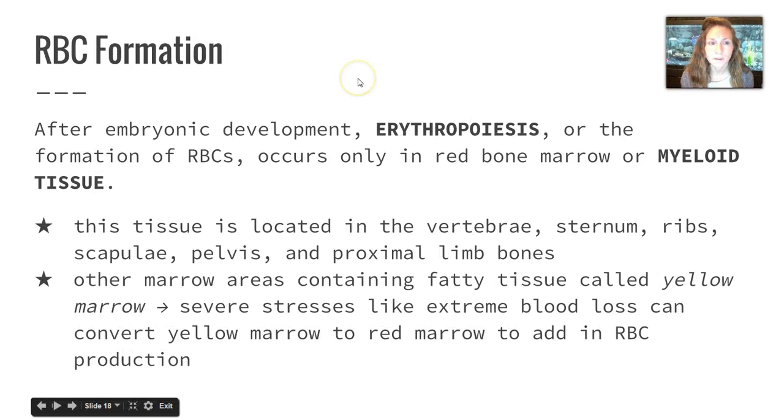Now, I mentioned earlier that RBCs are formed through erythropoiesis, which is the formation of red blood cells, and it occurs only in red bone marrow or myeloid tissue after embryonic development. This tissue is located in the vertebrae, sternum, ribs, scapulae, pelvis, and proximal limb bones. Other marrow areas contain fatty tissue called yellow marrow, and during severe stresses like extreme blood loss, this can convert yellow marrow to red marrow to add to the red blood cell production to help fight that blood loss.